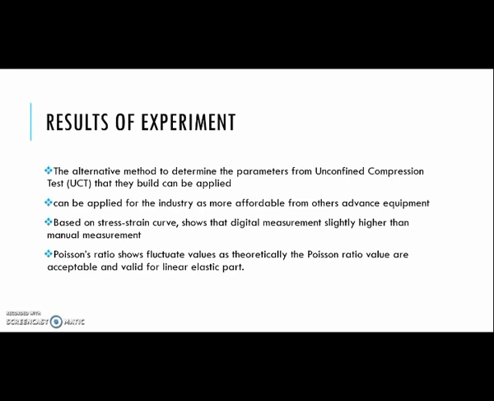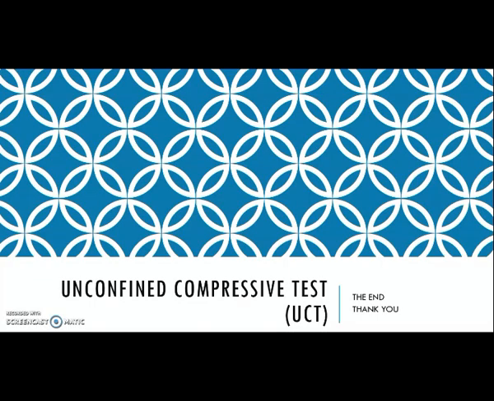Based on the stress-strain curve, the digital measurement is slightly higher than the manual measurement, and the Poisson ratio shows fluctuating values, as the theoretical Poisson ratio values are acceptable and valid for the linear elastic part. That's all from me. Thank you.